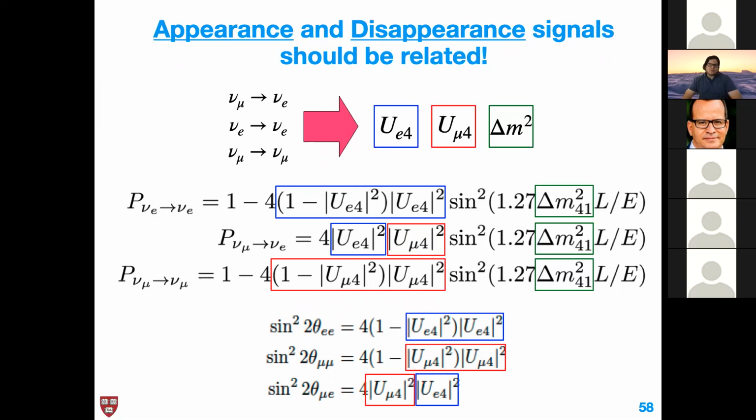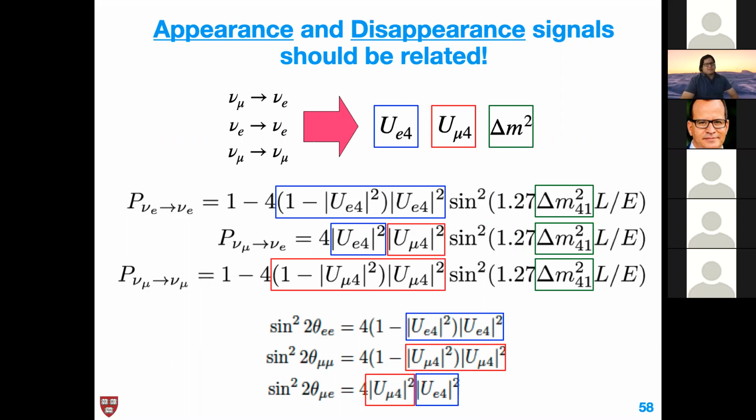And so what we want to see is, if we think that LSND and MiniBooNE saw an appearance of electron neutrinos, that means that they saw mu neutrino becoming electron neutrino. That means that the product of U_e4 times U_mu4 cannot be zero. And that means that both the red blob and the blue blob in this slide cannot be zero.